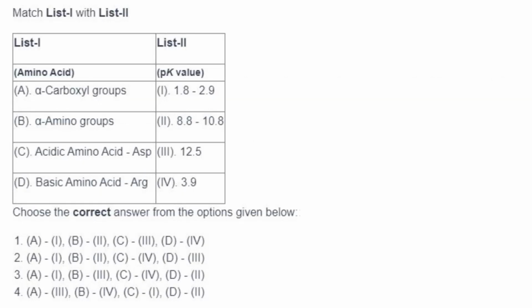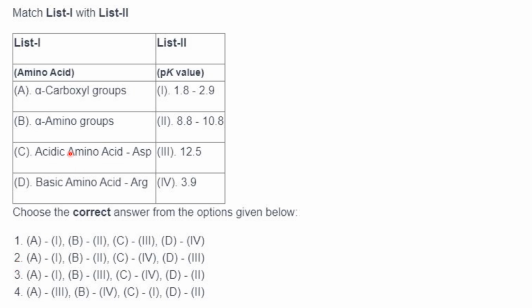Then next one. They have given the pKa values and the amino acids. So certain pKa values you have to know by heart. For the alpha carboxyl group of an amino acid, it will be around 1.8 to 2.9. For the alpha amino group of an amino acid, it will be 8.8 to 10.8. So A1, B2, that is there in option 1 and 2, 3 and 4 we cannot take into consideration.